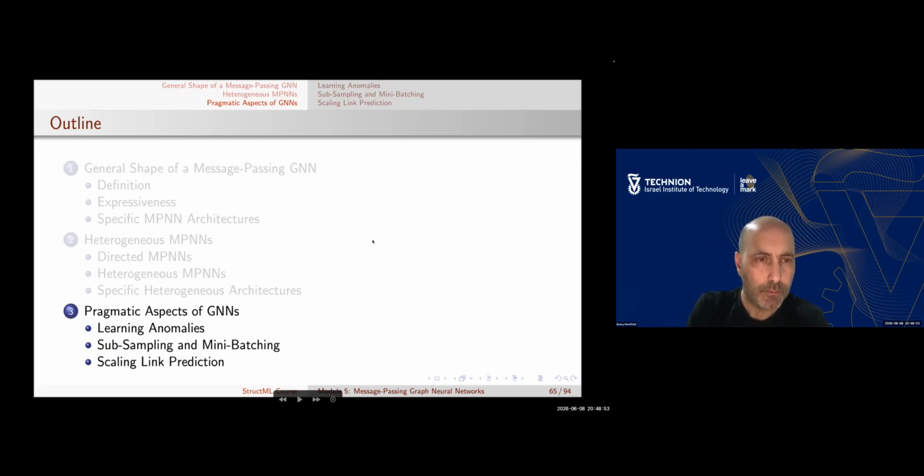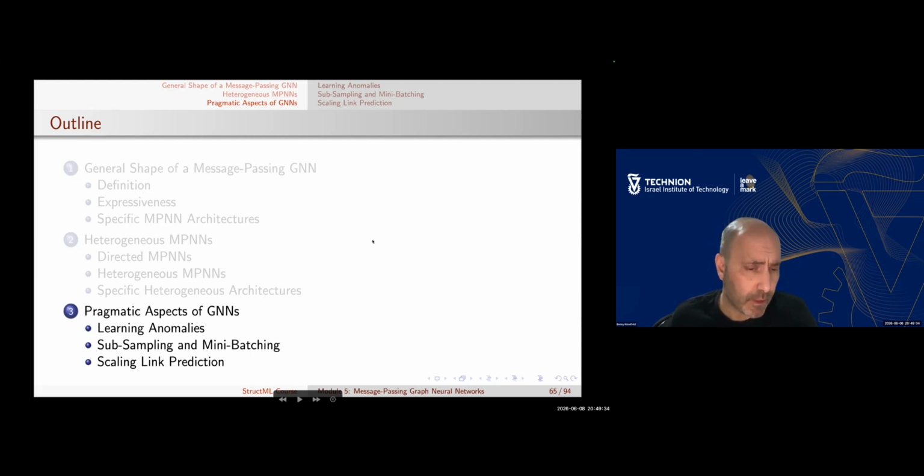So we learned about GNNs, specifically the common message passing GNNs. And we also looked at the heterogeneous versions of MPNNs, the definition, the different variations, and so on. So we know how they look. In the third part, we're going to talk about some pragmatic aspects that take place once we are using the GNNs and specifically learning them.